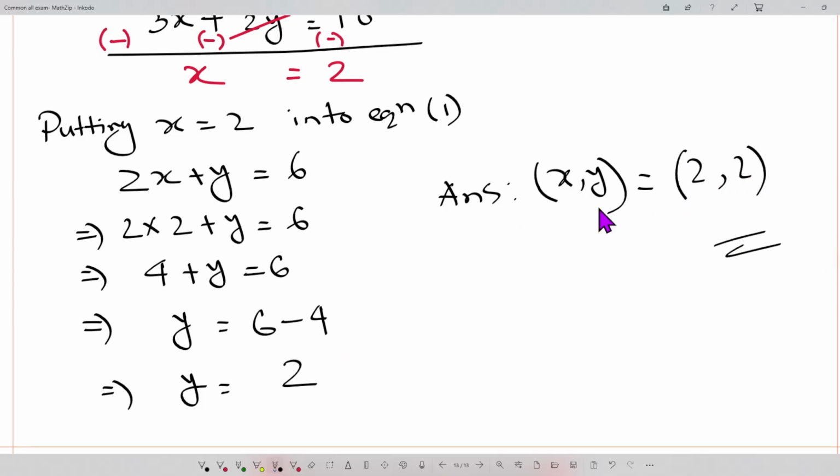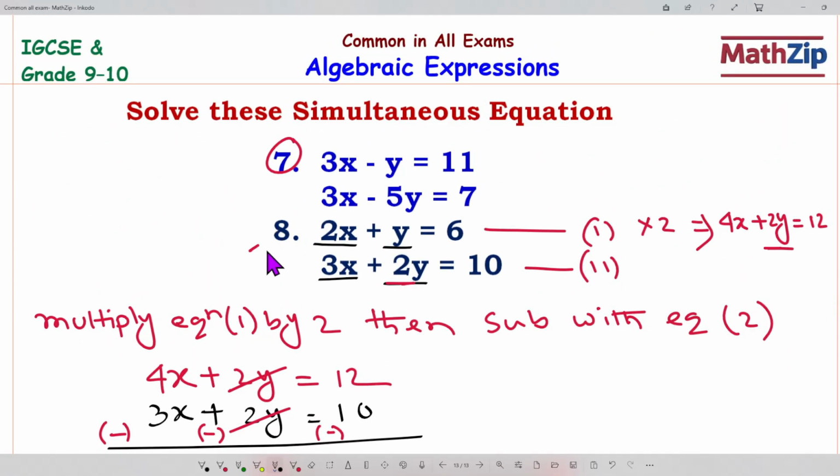This is our answer. So I am trying to solve math problems based on simultaneous equations, which are very important for any kind of examination around the world. But it is especially important for grades 9 to 10 and IGCSE. It is also common in all exams.